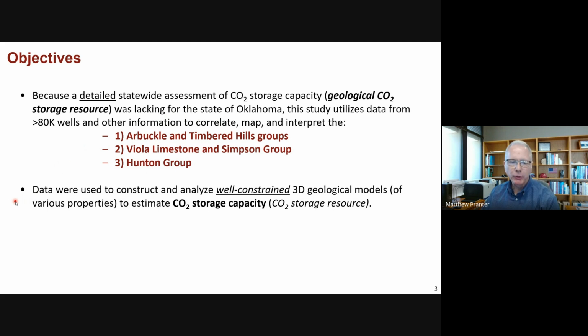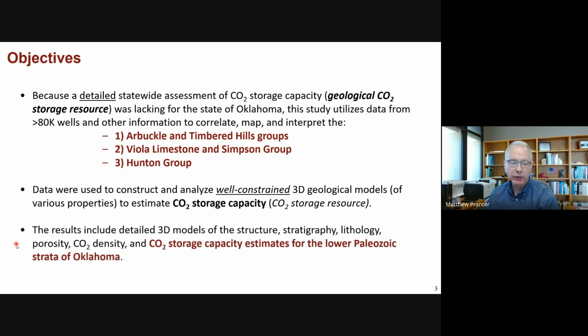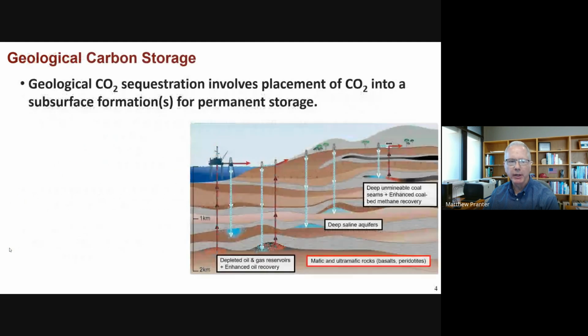Those data were then used to construct and analyze well-constrained 3D geological models to estimate CO2 storage capacity. So the results are detailed models of the structure, the stratigraphy, lithology, porosity variability, CO2 density, and then CO2 storage capacity for the lower Paleozoic.